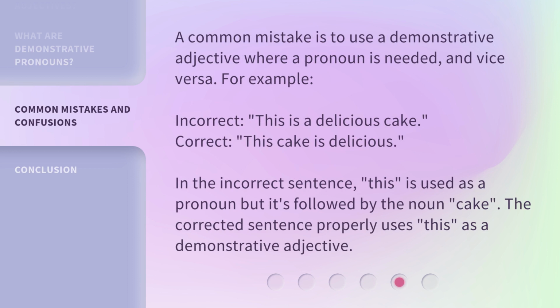A common mistake is to use a demonstrative adjective where a pronoun is needed, and vice versa. For example, incorrect: this is a delicious cake. Correct: this cake is delicious. In the incorrect sentence, this is used as a pronoun, but it's followed by the noun cake. The corrected sentence properly uses this as a demonstrative adjective.